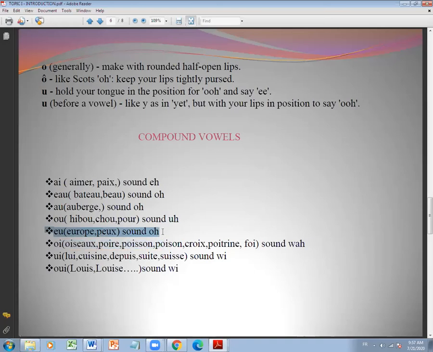So AU is O. There's not much difference between that and EAU and AU; both of them are O. Just like we said bateau, you say bo, and like we say auberge. So in this case also, AU, like the examples I've given you, can you try to read them? The two in the bracket?